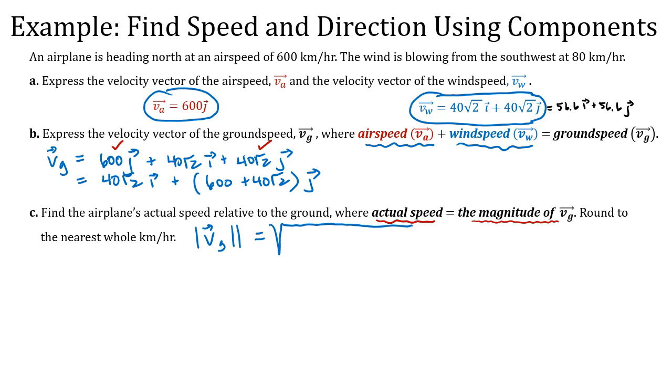Here it was up here. It was the 400 times the square root of 2. So I'm going to take 40 times the square root of 2. I'm going to square that, plus, then I'm going to take my J term, and I'm going to square that.